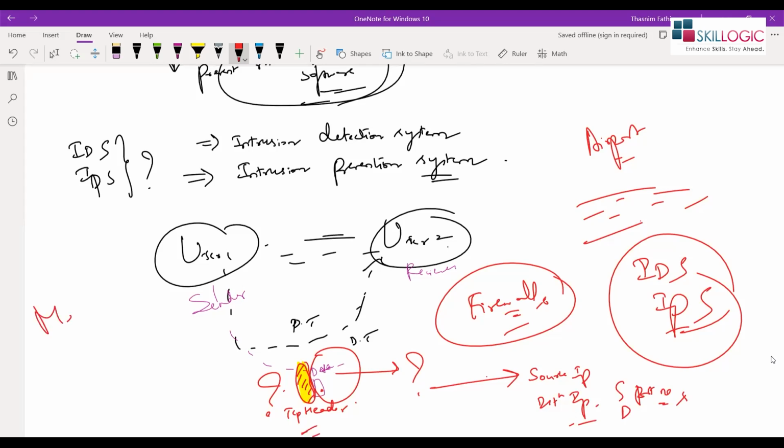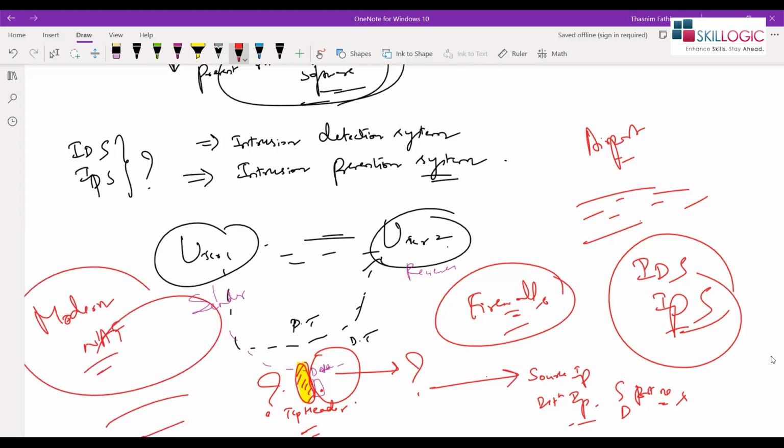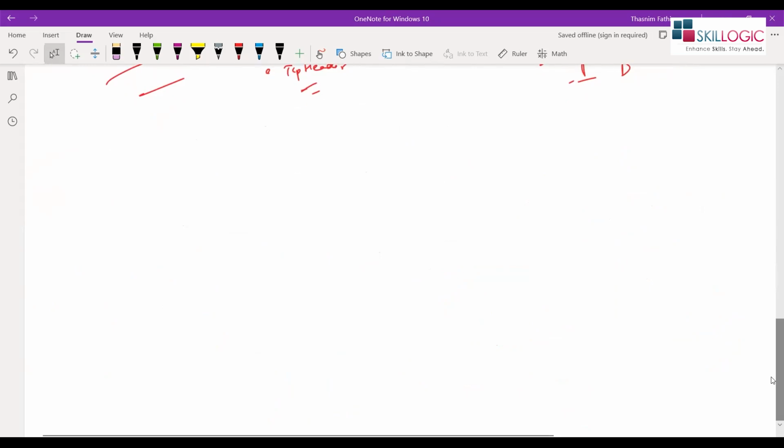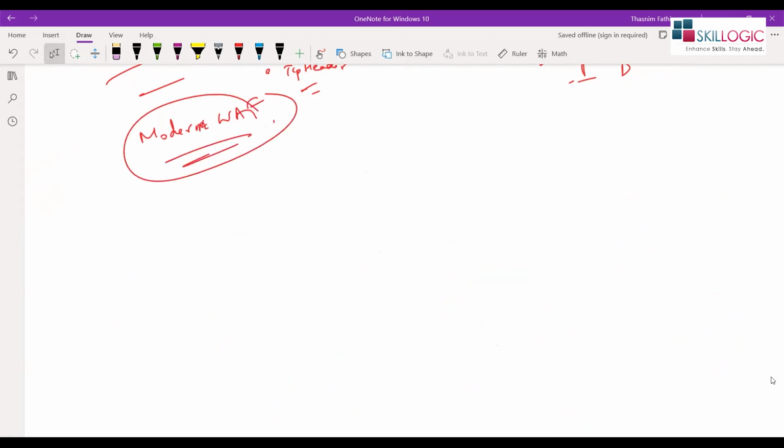So what? Now they are trying to implement modern web application firewalls. We have a large number of disadvantages when it comes to our traditional firewalls. So always try to implement modern firewalls, that too modern WAF, web application firewalls will be good. Okay, now let's study about IDS. It's an intrusion detection system here.